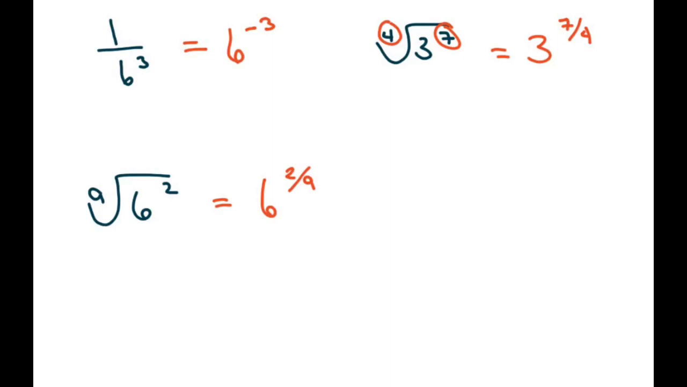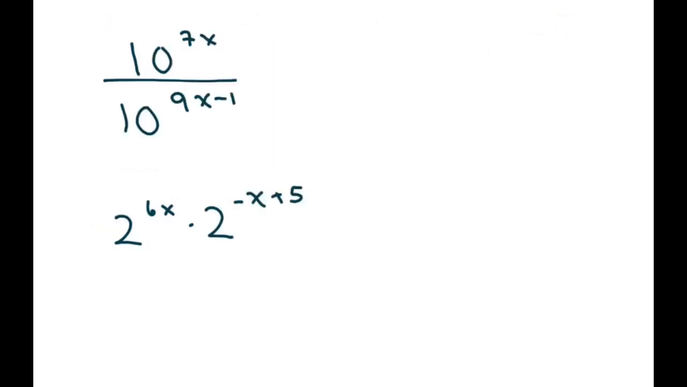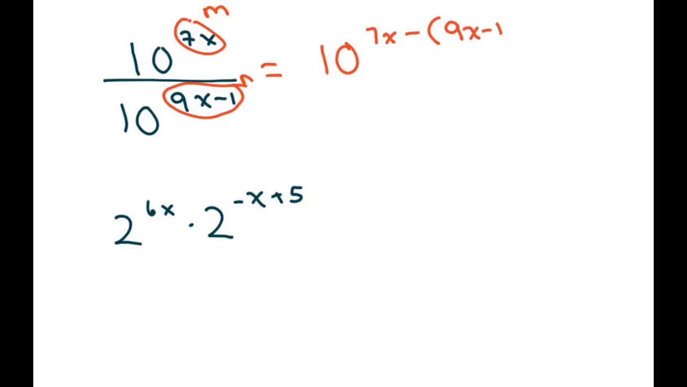Okay. So that was like part 1 we did. Now they get a little harder. We're going to use the quotient property here. So this is like your m, and this is your n. And we're going to write it as a single base of 10. And remember, we're going to subtract. So it's 7x minus (9x minus 1). So when you distribute, you're going to get 10 to the 7x minus 9x plus 1. Don't forget to distribute the negative. And so that's going to be 10 to the negative 2x plus 1.